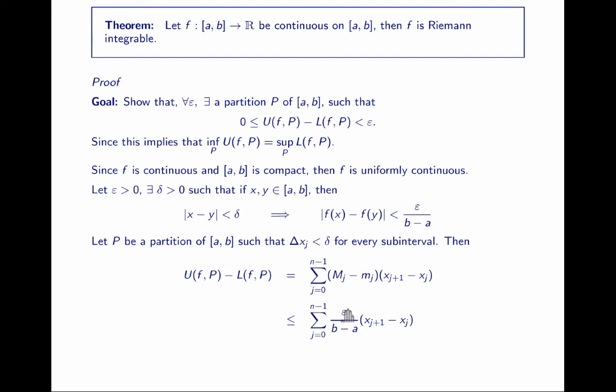Now notice that epsilon over b minus a is a constant. If we factor it out, then we're just summing all the subinterval lengths. Well, if I sum all the subinterval lengths, I just get the length of the whole interval, b minus a. And we have our epsilon, which was arbitrary to begin with. So we've proven our theorem.